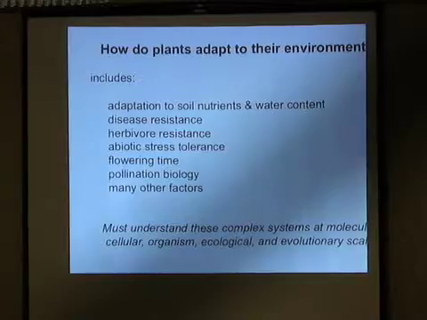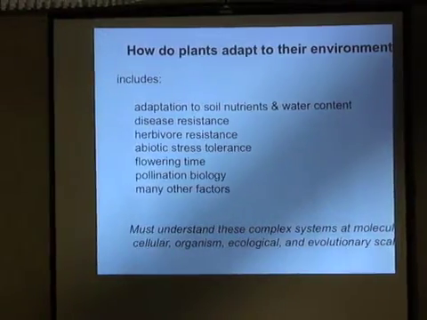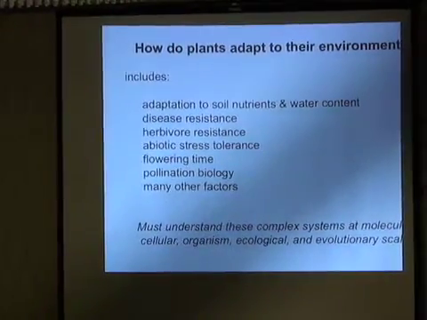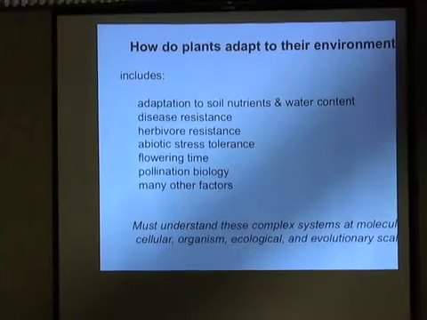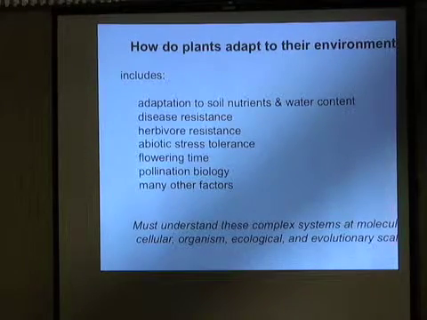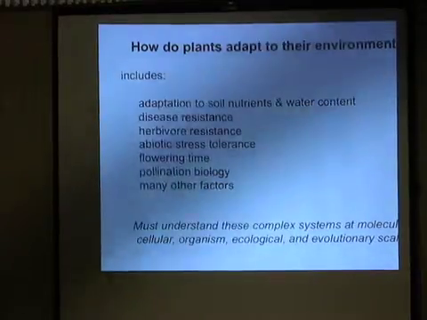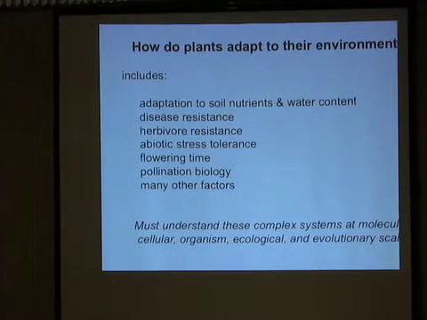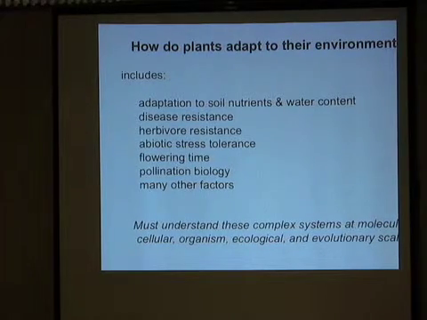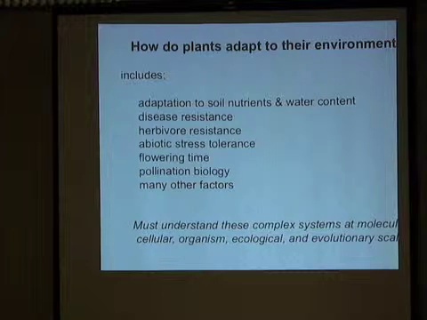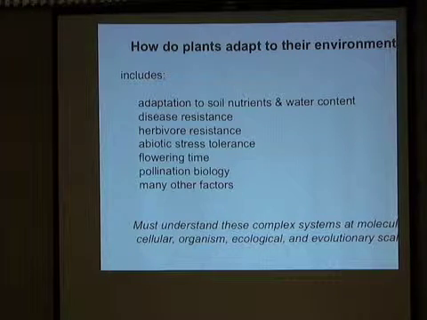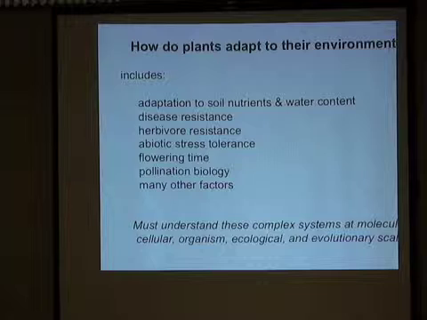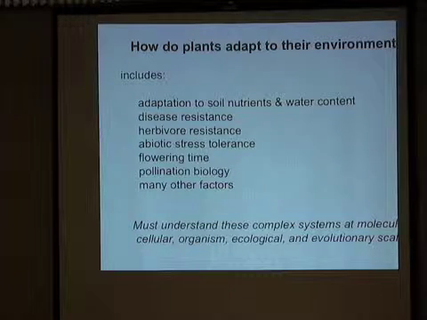When we think about how organisms adapt to the environment, of course we can think about both abiotic and biotic factors. When we think about plants in particular, we can imagine that plants might adapt to differences in soil, nutrients, and water content. They might adapt to different diseases and pathogens, herbivores, various other abiotic stresses, flowering time in response to seasonal cues, for example, different pollinators, and many other environmental factors.